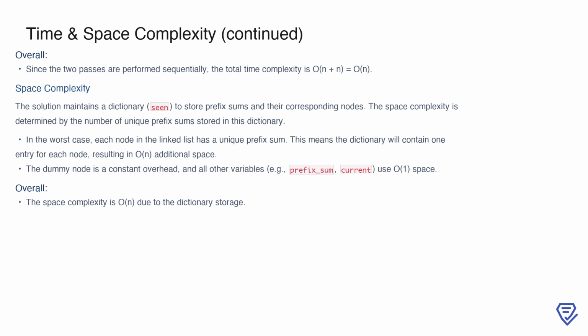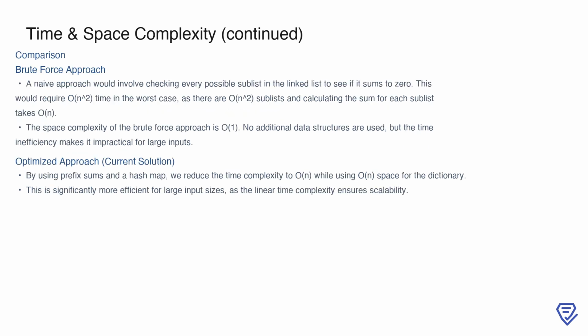Combining these insights, we see that our optimized solution is efficient in both time and space, adhering to linear complexity in both aspects. When comparing our optimized approach to a brute force method, the advantages become clear. A naive solution would involve checking all possible sublists in the linked list to determine if their sums equal 0. Since there are O(n squared) sublists in the worst case, and calculating the sum of each sublist can take O(n) time, the total time complexity for the brute force approach is O(n cubed), which is highly inefficient. The space complexity, however, is O(1), since no additional data structures are used.